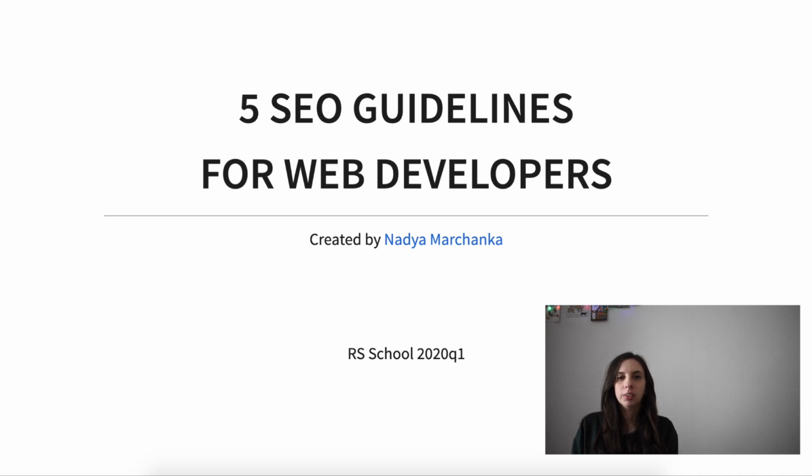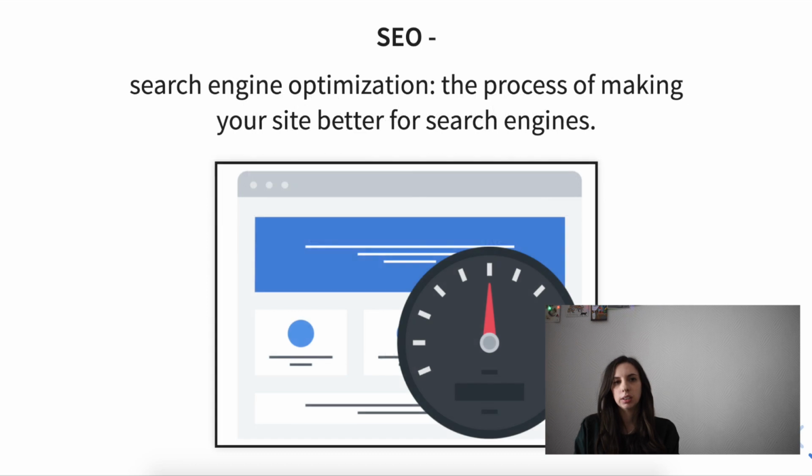And now I will tell you about 5 most common technical SEO rules that can be useful for web developers. SEO is search engine optimization, the process of making your site better for search engines. The most important thing in getting a good rank in Google is to make your website attractive, useful, and original.